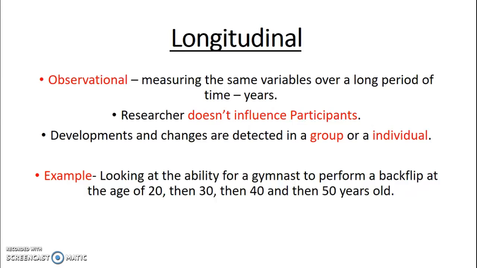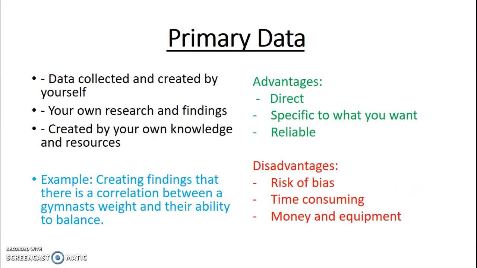It looks at the developments and changes detected in a group or individual, so you're actually looking at differences over a long period of time, whether they're improving or regressing, stuff like that. So an example would be looking at the ability for a gymnast to perform a backflip at the age of 20, 30, 40, 50. So you're looking at whether the progression of age changes how they are able to do a backflip and see if it affects them or not.